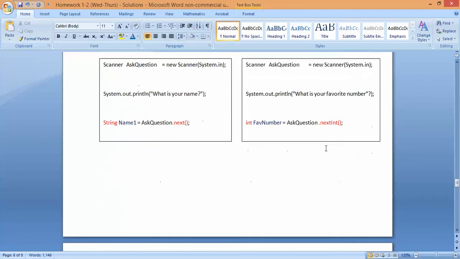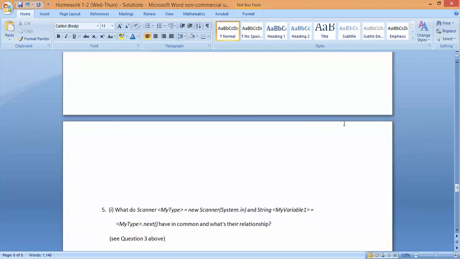And I give a second example. Again, string, int is different. Name, favorite number, they're different. And dot next, open parentheses, close parentheses versus dot nextInt, capital I-N-T, open parentheses, close parentheses. So those are different.